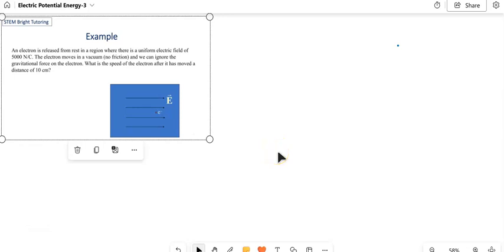Hello everyone, welcome to another tutorial about the electric potential energy. Here we're going to cover this example.